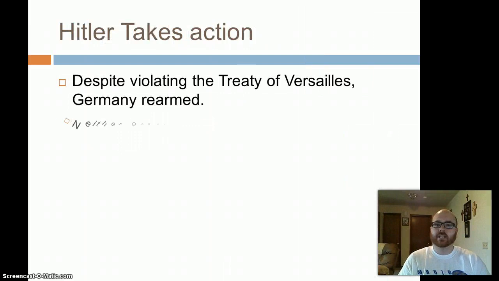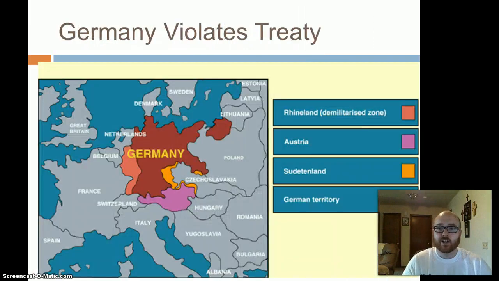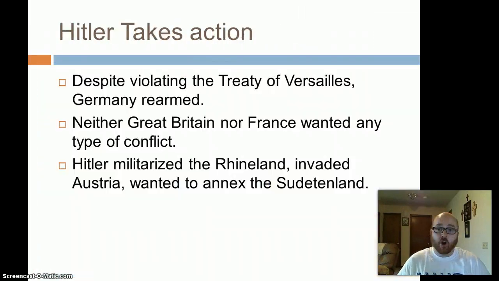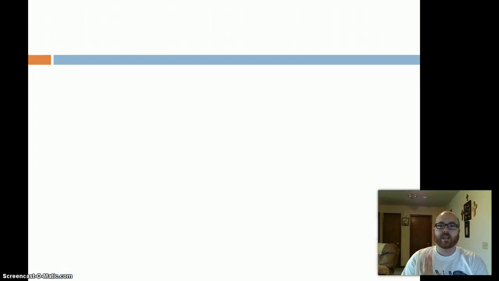All right, Hitler is going to take charge. So despite violating the Treaty of Versailles, Germany is going to rearm. Hitler's going to militarize the Rhineland. He's going to invade Austria and annex Sudetenland. All this stuff that the Treaty of Versailles says you can't do, Hitler is going to do it anyways. All right, but Great Britain and France didn't want any conflict.